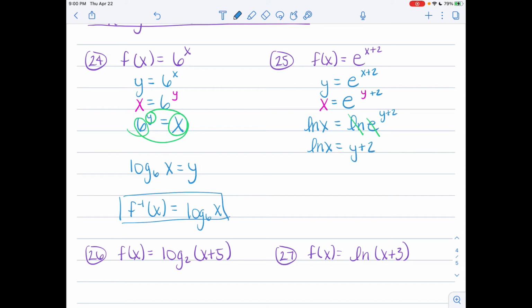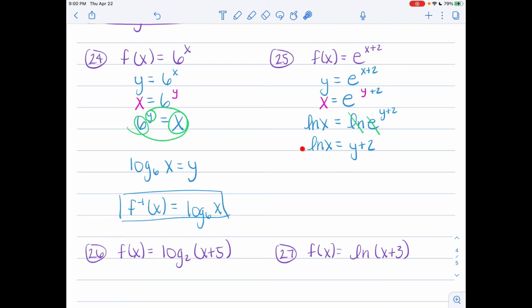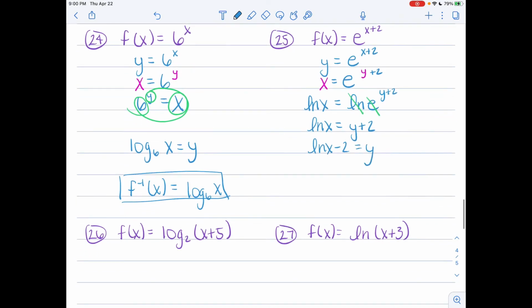Well, we're almost there. I just need to move the 2 to the other side to get y by itself. So I'll do that by subtracting. Natural log of x minus 2 equals y. And then finally rewrite this in function notation. f inverse, remember it's a -1 to indicate inverse, of x is equal to natural log of x minus 2.